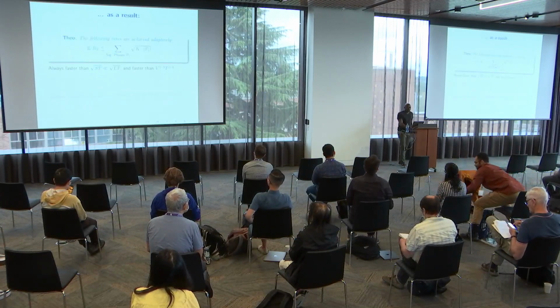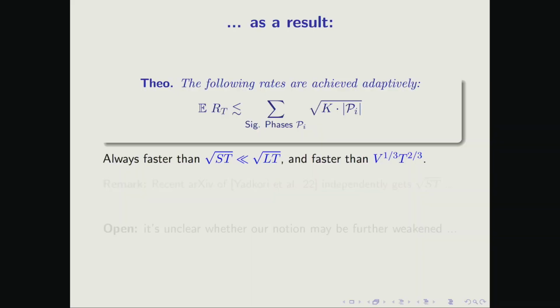So the analysis itself just follows this intuition that I laid out. And as a result, we get that the regret is very similar to the regret of the oracle, up to log terms. It's always faster than square root ST, and always faster than the regret you get in terms of total variation. Those just come as corollaries to these results here.